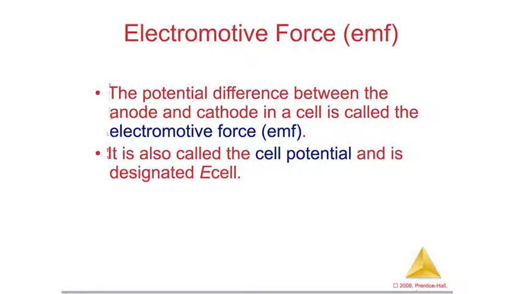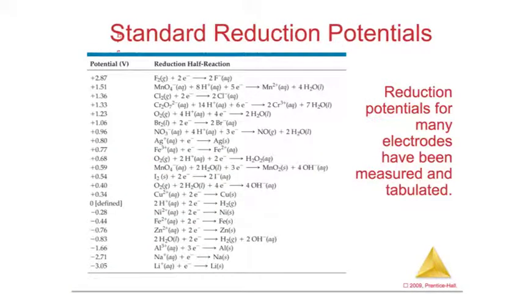First, we'll be looking at cells that operate at 25 degrees Celsius, which we consider to be standard conditions for electrochemical cells. And also for standard conditions, we'll consider any solutions to be 1 molar concentrations for both the reactants and the products, and also at a pressure of 1 atmosphere. And so under those conditions then, the EMF is called the standard EMF, or the standard cell potential.